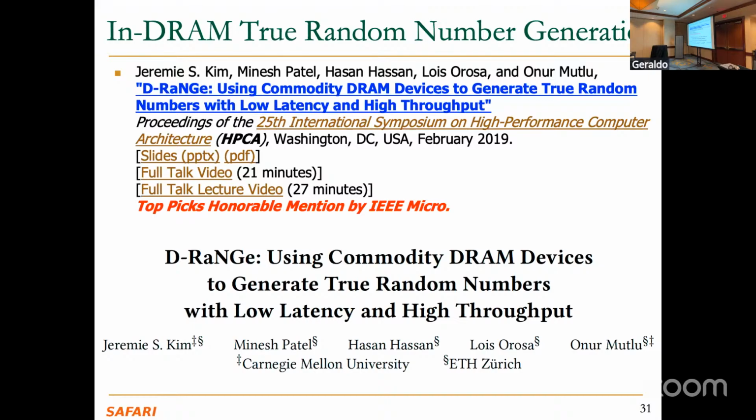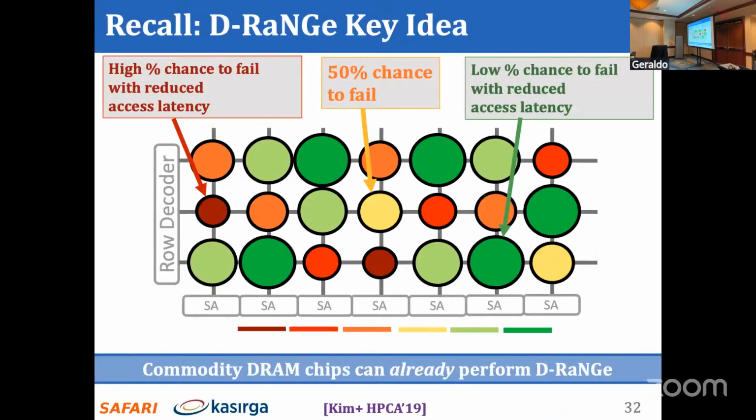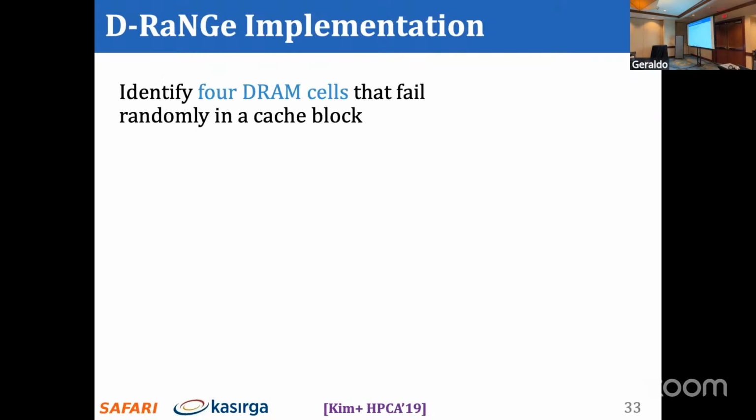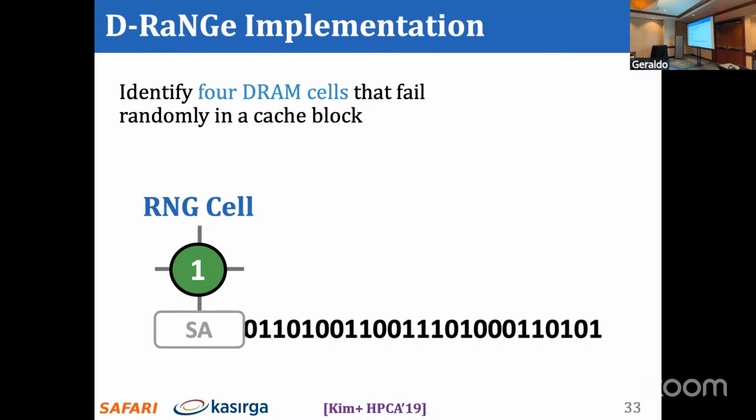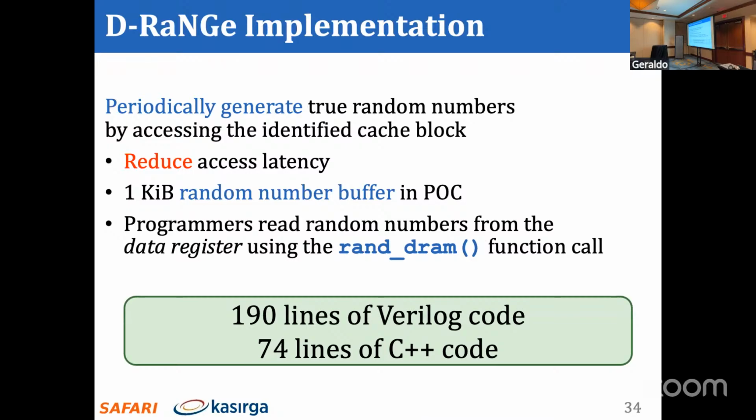The next case study we evaluate is the in-DRAM true random number generation work. Just to give you the key idea again, we're trying to find the cells that fail with a 50% chance and read them back to back, so that we get random numbers out of them to generate large streams of random numbers. Implementation-wise, this is very simple. We identify 4 DRAM cells that fail randomly in a cache block, and then we sample this cache block, essentially. We keep accessing this cache block with reduced latency. And this slide is describing that.